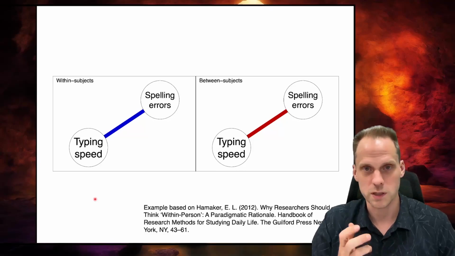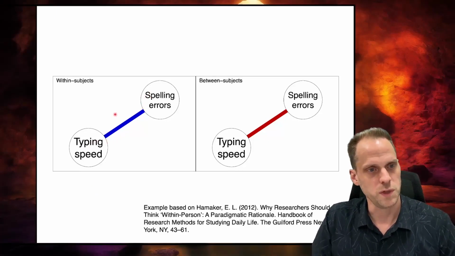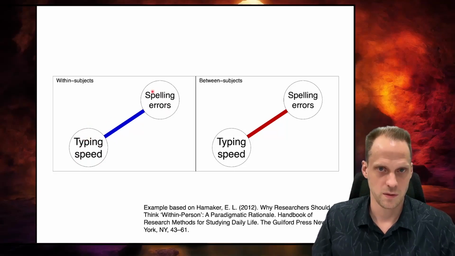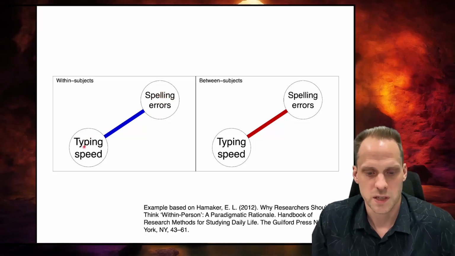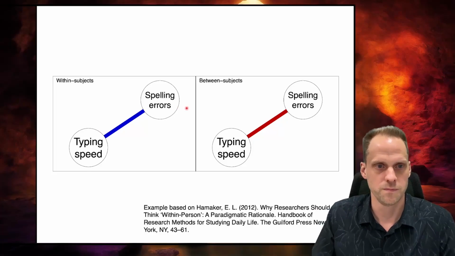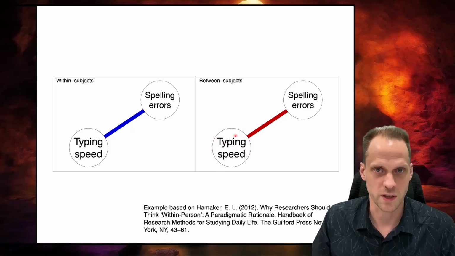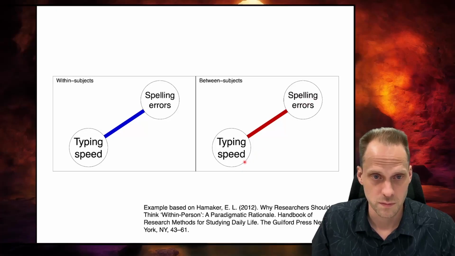Okay, so I hope you all paused the video and thought about what this means and why this might be the case. So what does this mean, a positive within-person effect? This means that whenever a person is typing faster than their average, that person makes more spelling errors than their average. This makes sense, right? So if I'm typing faster than I normally do, I tend to make more errors. The between subject effect means that a person who on average types fast, on average makes fewer spelling errors. Now, does that make sense?